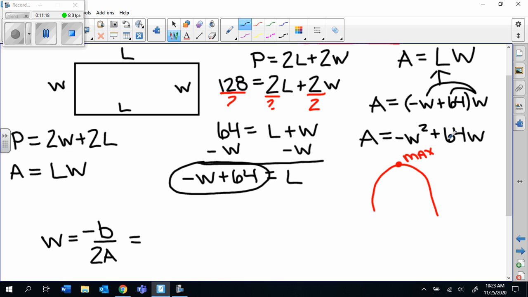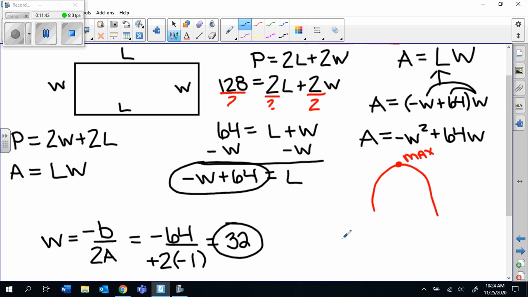So the B is 64. I need to make it negative. So negative 64 over 2 times, getting ahead of myself, negative 1 is the A. Negative 64 over negative 2 is a positive 32. So the width would be 32.